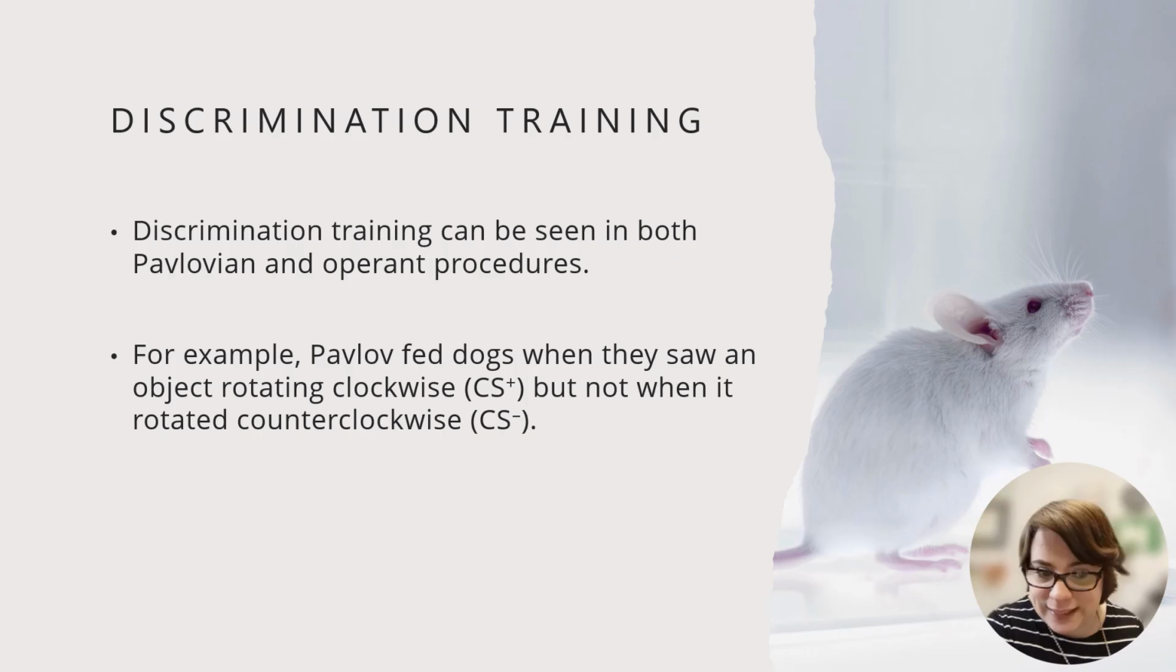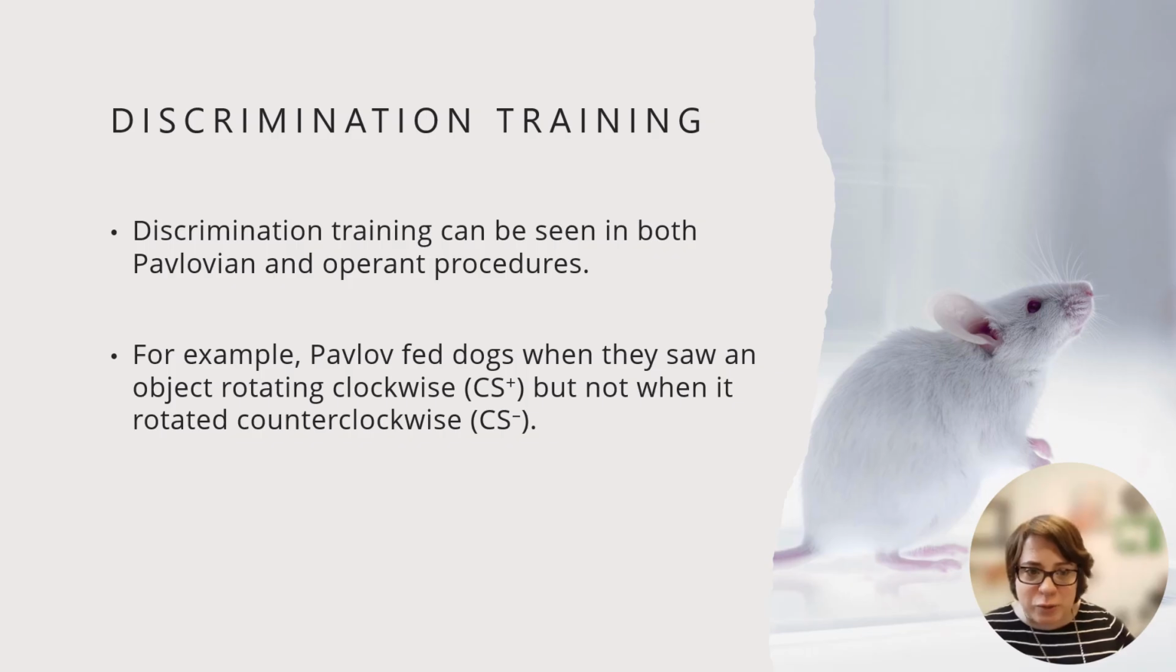Similarly, Pavlov could teach animals, or dogs in particular, when they saw a rotating object that was rotating clockwise. He paired that with the arrival of food, but there was no food presented when the object rotated counterclockwise, right? So basically, animals can learn to distinguish not only between a buzzer and a bell, but also between an object rotating clockwise and an object rotating counterclockwise.